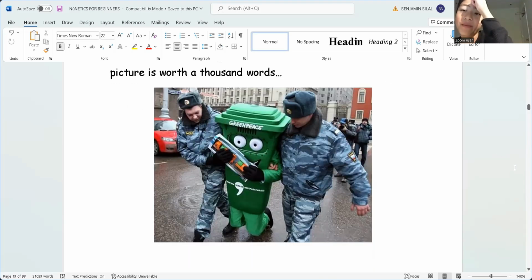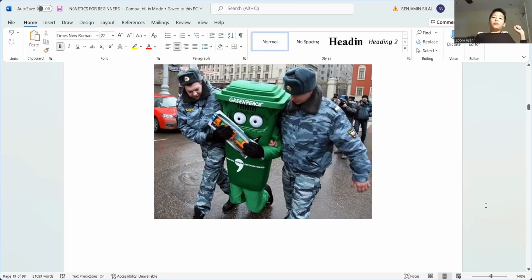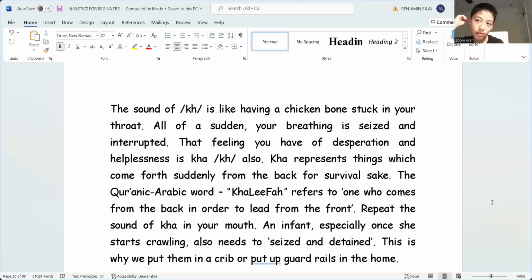Okay, so they're seizing and detaining the little Gumby head little dude right there in the middle. All right, that's Kha. He can't just go where he wants to go anymore. He's been detained. The sound of Kha is like having a chicken bone stuck in your throat. All of a sudden, your breathing is seized and interrupted. The feeling you have of desperation and helplessness is Kha also.